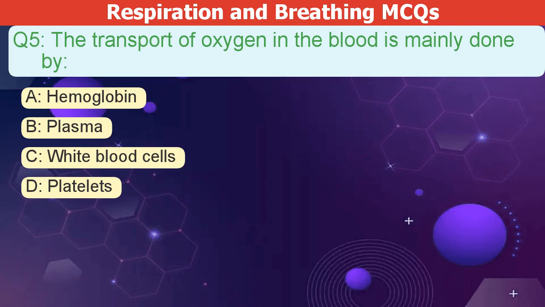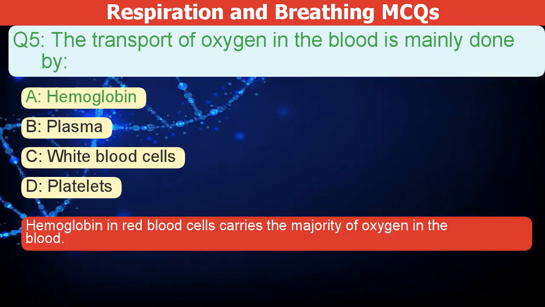The transport of oxygen in the blood is mainly done by: A. Hemoglobin. B. Plasma. C. White blood cells. D. Platelets. The correct answer is A. Hemoglobin in red blood cells carries the majority of oxygen in the blood.